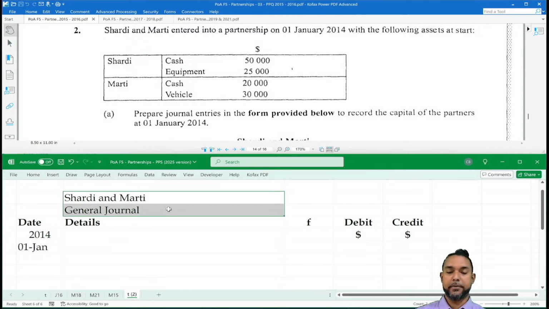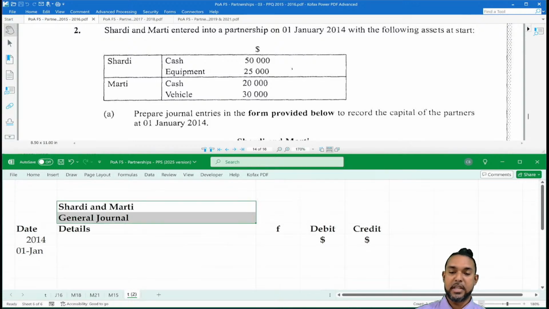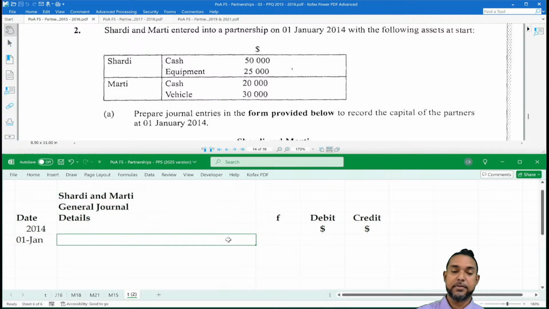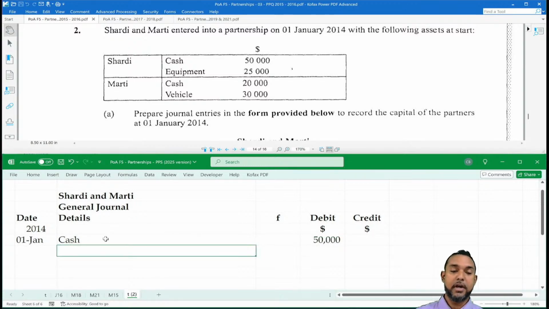Right, so check it. Again, when you're making a journal entry, debit items come first, followed by the credit items. Now, for Shadi, what did Shadi put in? Cash and equipment. Those are both classified as assets, right? So we're gonna have cash. How much is cash? 50,000. Now, cash is an asset. It's increasing, and to record an increase in an asset, you have to debit the asset account. That's why we're debiting that item there.